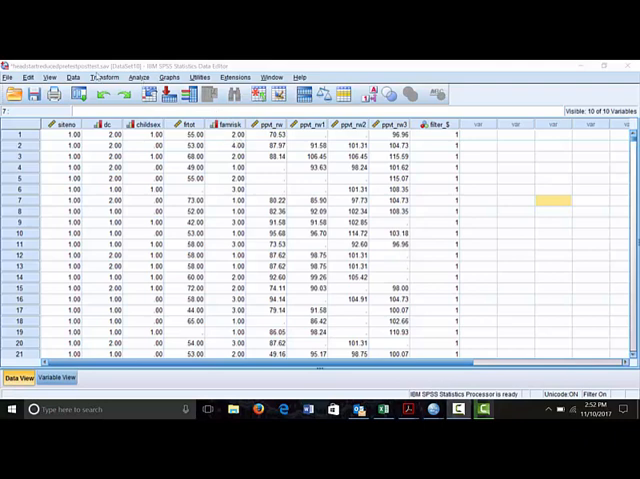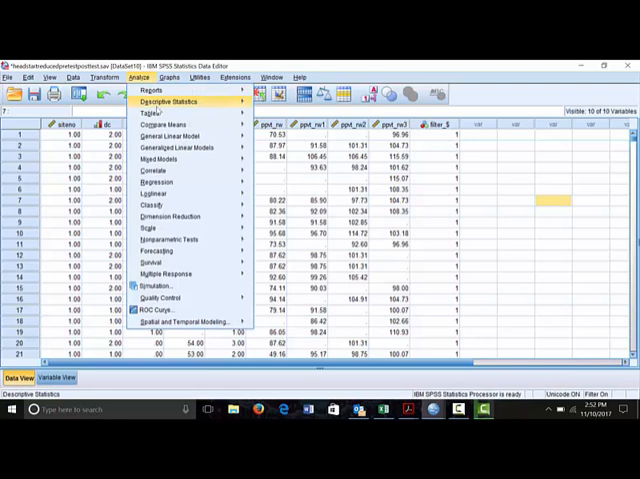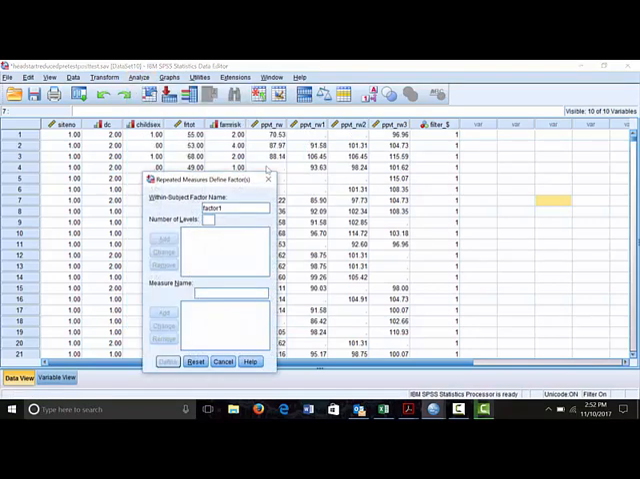So to do that, we're going to go to Analyze, General Linear Model, Repeated Measures. Our first factor, our within subjects factor, in this case is going to be grade or time. So I'm going to call it grade because we are going from kindergarten to first to second to third grade. That will be 4 levels. We'll put that in there.